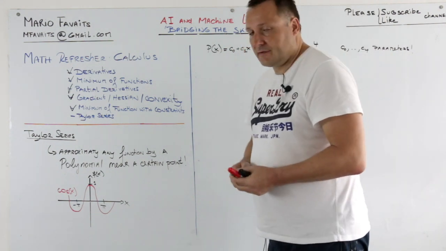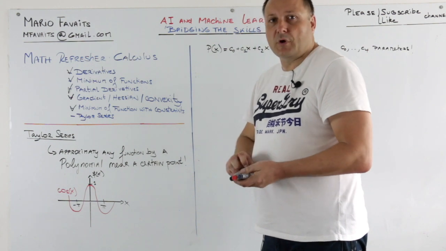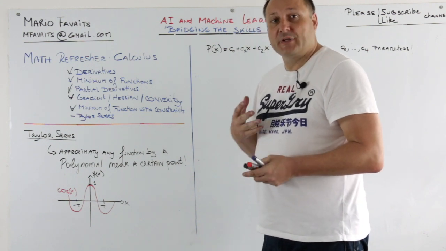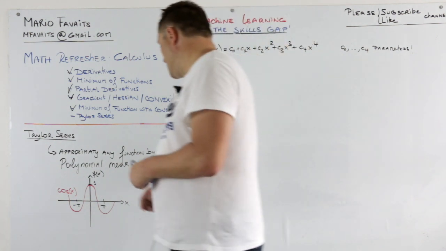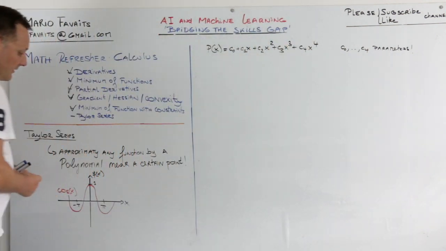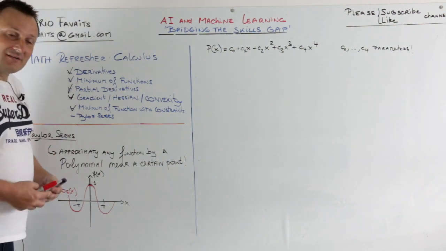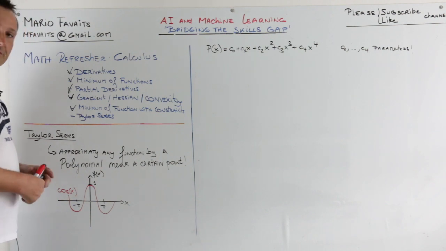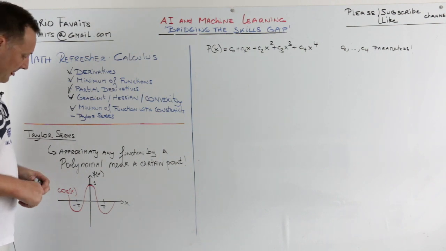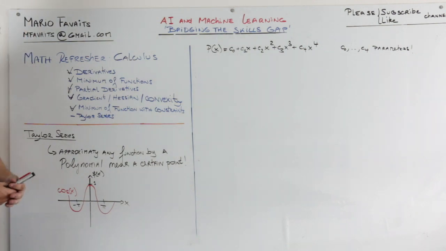Okay, Taylor series, as I mentioned before, it allows us to approximate any function by a polynomial near a certain point. Why do we want to do that? Because polynomials are easy to differentiate and easy to integrate. So it's a very convenient function to have. And to show that to you, we'll take an example.